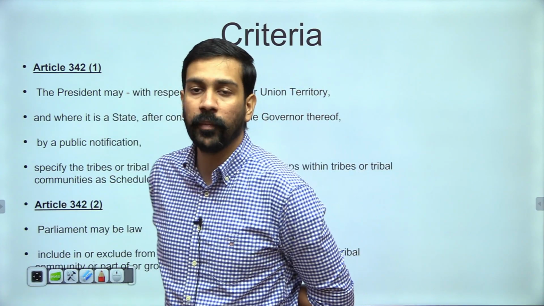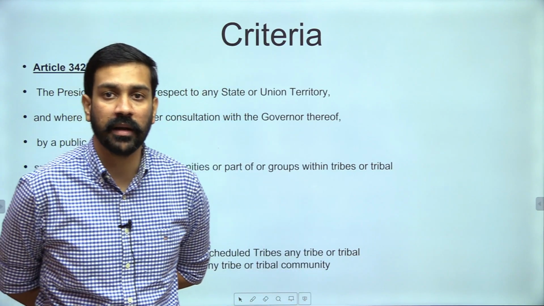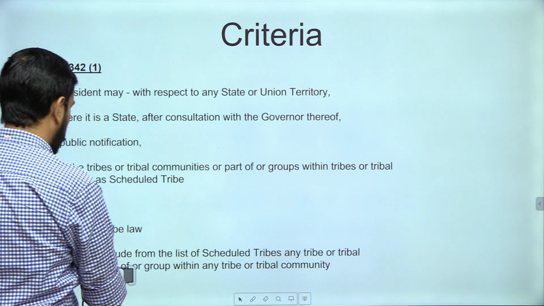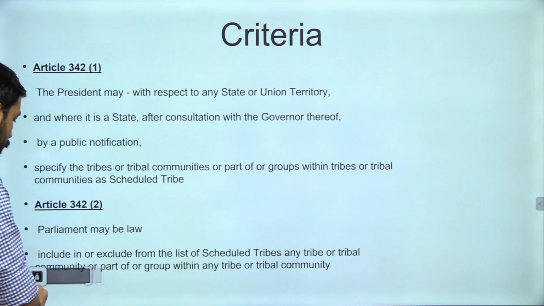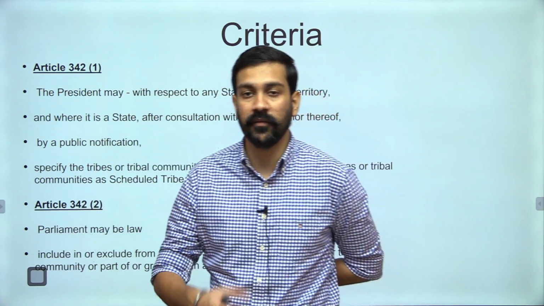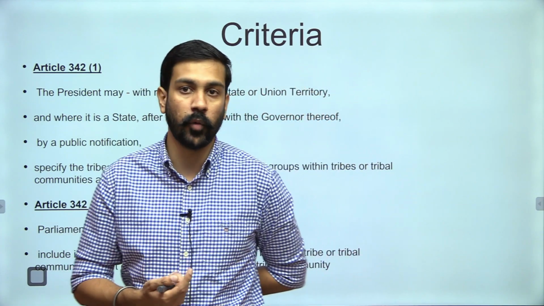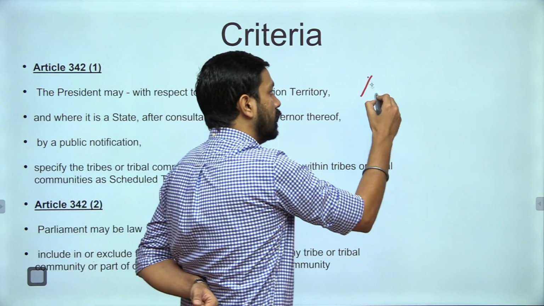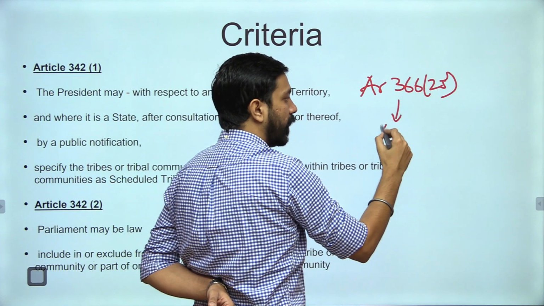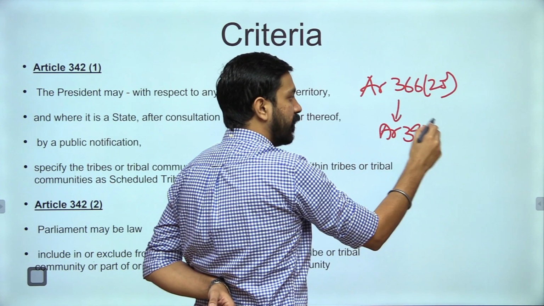Okay, that is basically how scheduled tribes are included within our lists. First of all, we need to make sure that our definition is well understood. In our definition, Article 366(25) states that any tribe which finds mention in Article 342.